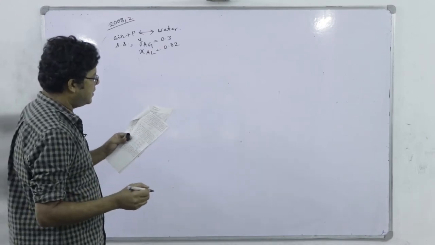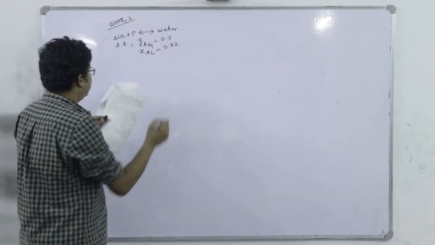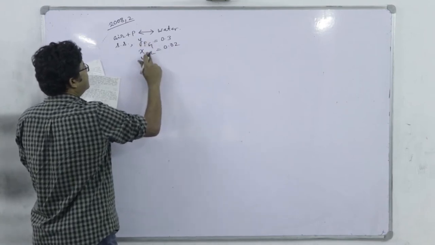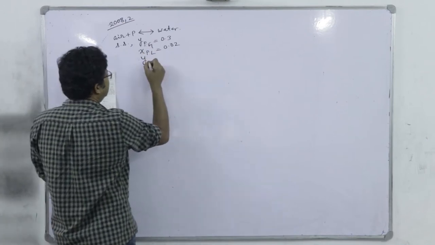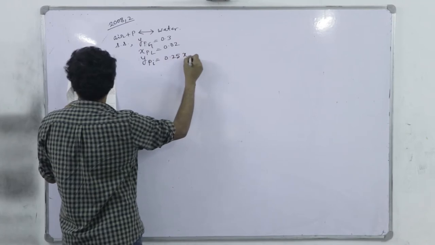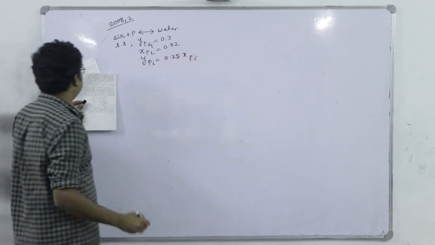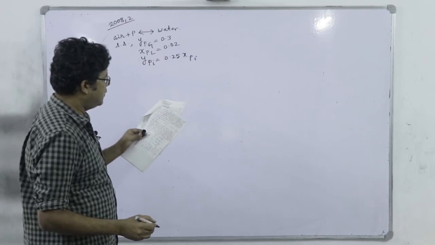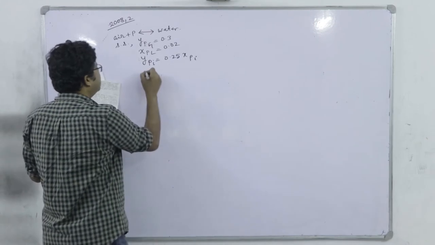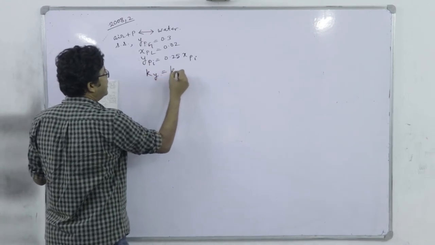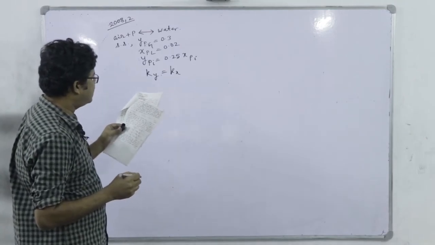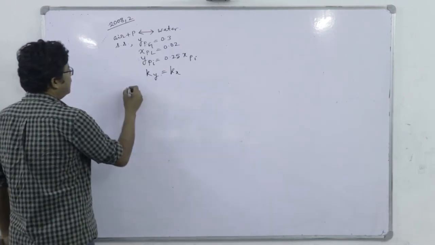The equilibrium equation relating the interface compositions is, it is not A, it is P, YPI is equal to 0.25 XPI. Assume that the mass transfer coefficients KG and KL are identical. So, KY and KX are same. The gas phase mole fraction of P at the interface. So, what we have to do?